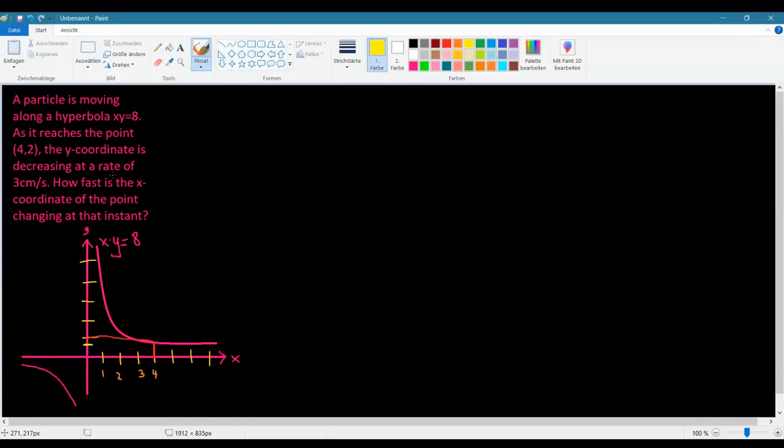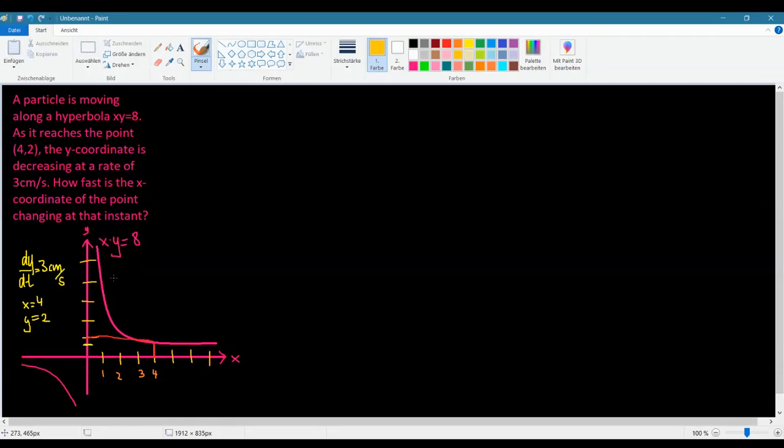And we know that the rate at which it is decreasing on the y-axis is 3 centimeters per second, which means we have the change in y over the change in time. We know that dy/dt is 3 centimeters per second. Well, that's important. We're going to need that. What else do we know? We know x and we know y because x is 4 and y is 2. This is a really ugly yellow. I don't like my choice of color.